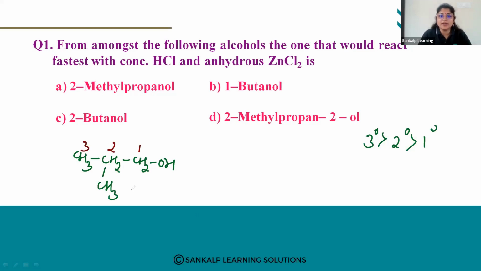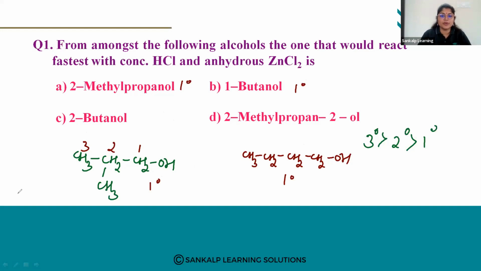Right, 2-methylpropanol. Okay, 2-methyl and this is propanol. So what is this? This is a primary alcohol. Then 1-butanol, CH3, CH2, CH2, CH2, OH. This is 1-butanol, so this is also a primary alcohol.